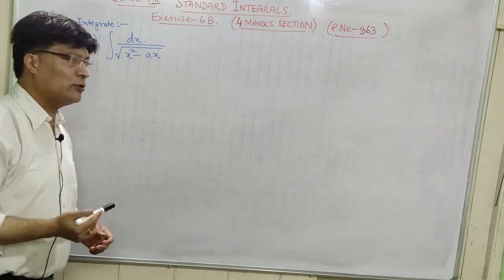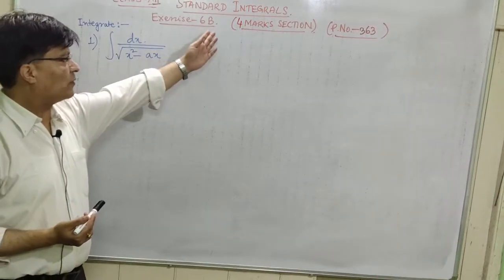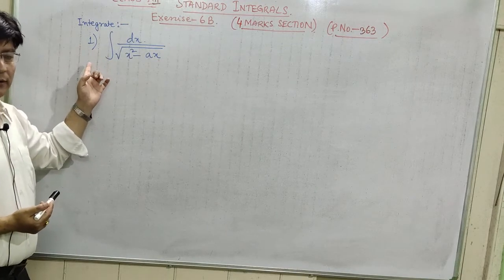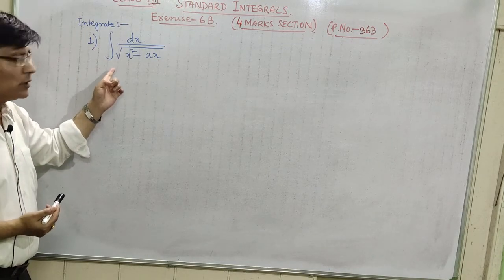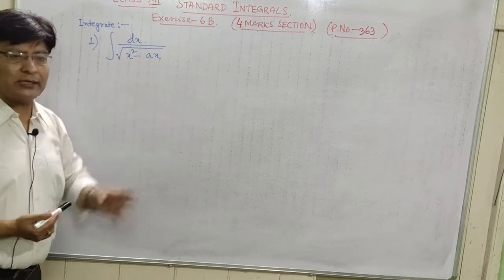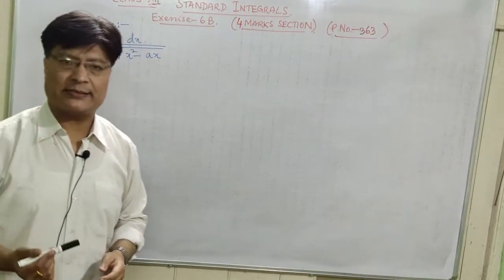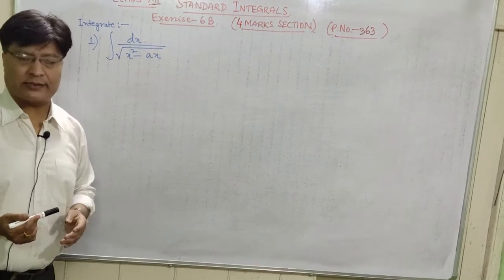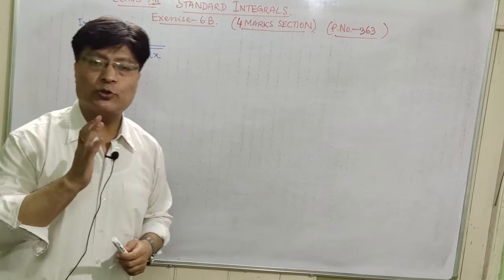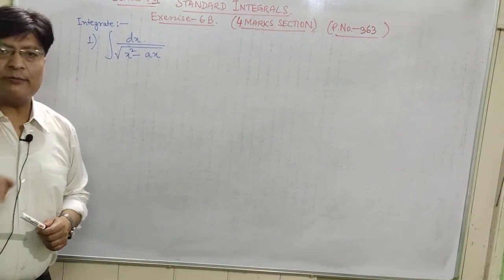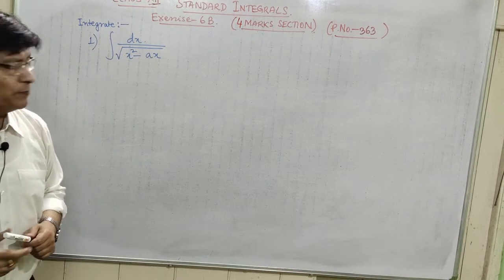So now we'll do the next section, that is from the 4-mark section, and this is integrate. Question number 1, you have to evaluate this integration, that is integral of dx divided by within square root x square minus ax. Within square root there is expression x square minus ax. Now in this case you should know some methods. Okay, now I am telling you the methods, listen carefully.